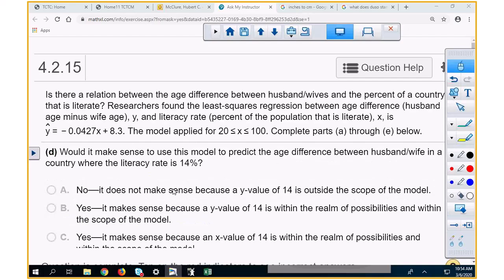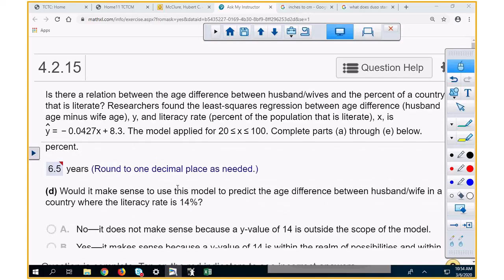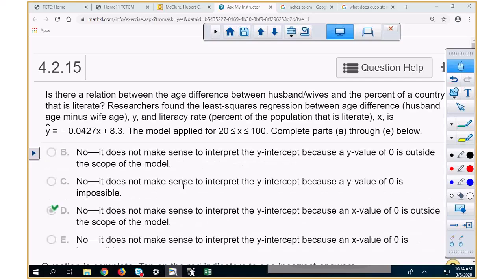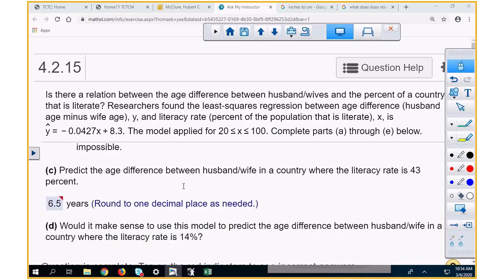43. Yeah, but where did I get it? I don't see it in the question. It's right there. Go back up. Yeah. Down. Yep, there you go. Okay, so somebody plug 43 into the formula. What do you get? You should get 6.5. Okay, so plug in 43, 6.5.